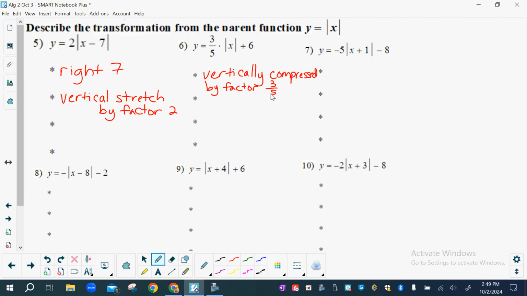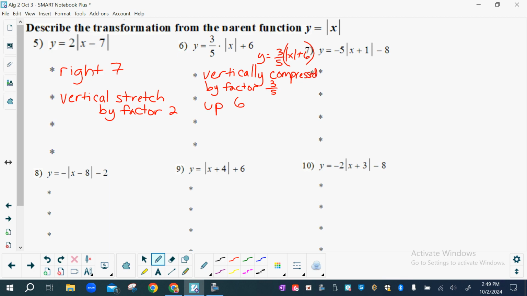So what does the plus 6 do? It goes up 6. We have to put it in that order. The order is really important on number 6. We can't do the up 6 first. If we wrote the up 6 first, that would mean this 3/5 would affect it, and the equation would instead look like this. So that 3/5 would affect the 6. That's the number on the outside.